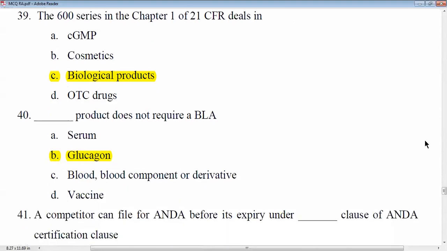The 600 series in chapter 1 of 21 CFR deals in: option A is CGMP, option B is cosmetics, option C is biological products, option D is OTC drugs. So the correct answer is biological products. The 600 series in chapter 1 of 21 CFR deals in biological products.